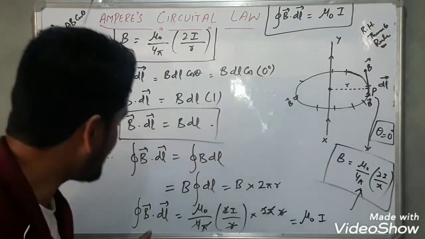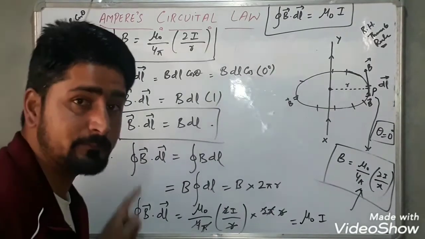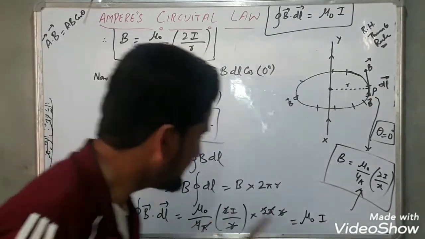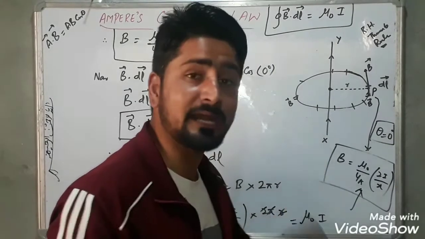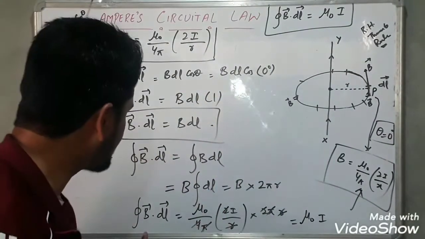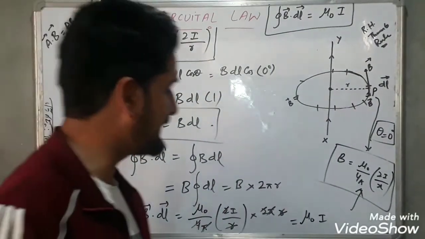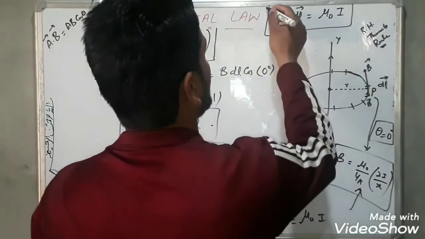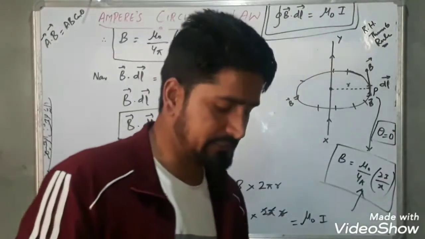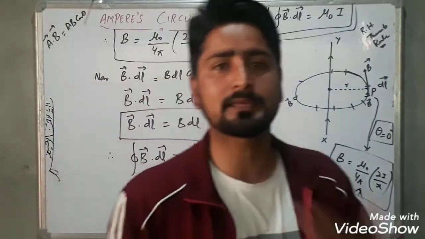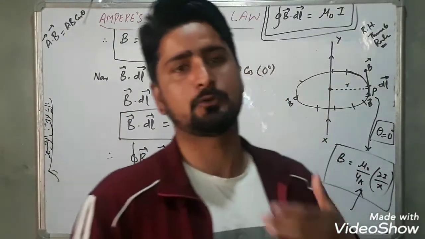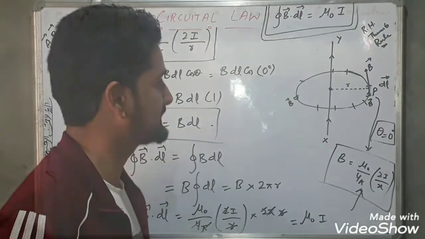So the line integral over the closed path of the magnetic field comes out to be the absolute permeability times the current, and B dot dl over the closed path, line integral of that, equals mu naught I. We call that the statement of Ampere's Second Law, and this law we use for calculation of magnetic field around the current carrying conductor.